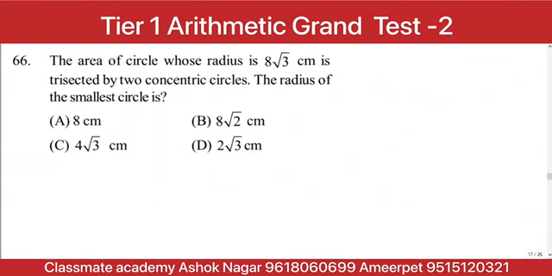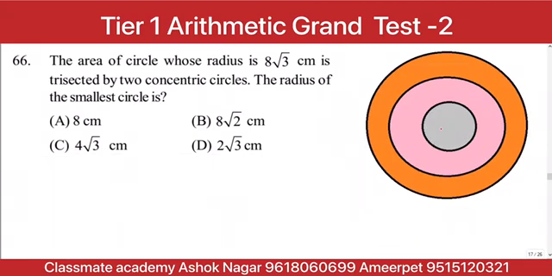The area of a circle whose radius is 8 root 3 centimeter is trisected by 2 concentric circles. The radius of the smallest circle. Let me get the figure for you. See there. There are 3 areas I am taking. The gray color one, and the pink one, and the orange one. All 3 are actually what? All 3 have the equal areas. That is the meaning of trisection.